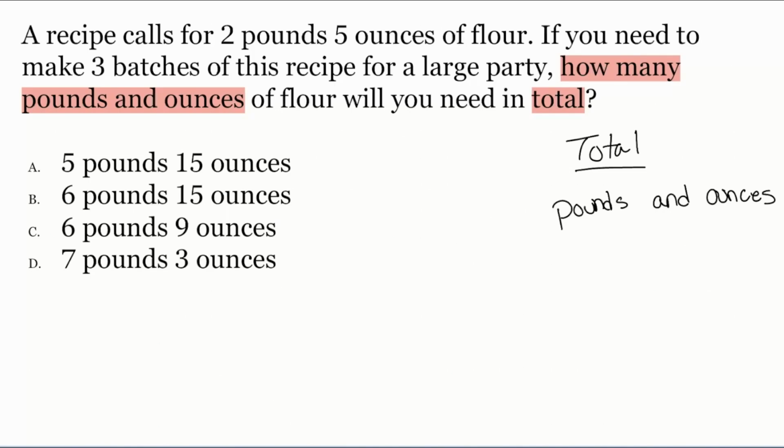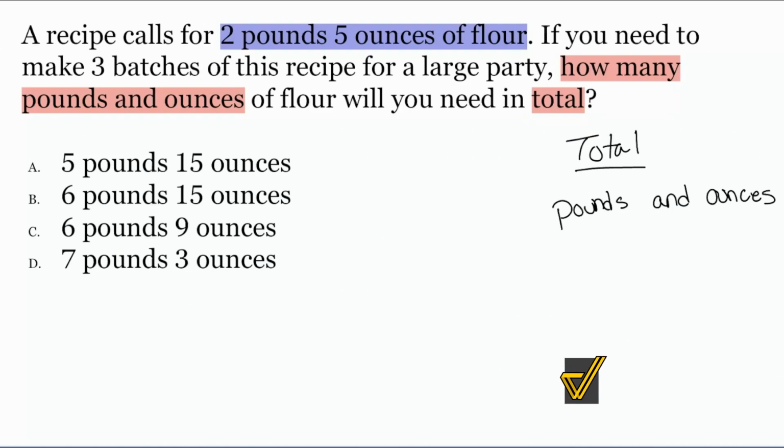So here we go. What we have here is a recipe calls for 2 pounds, 5 ounces of flour. Okay, let me highlight that right there. We have 2 pounds and 5 ounces for the recipe. And then what we need to do here says, if we need to make 3 batches of this recipe for a large party, how many pounds and ounces of flour will you have in total?